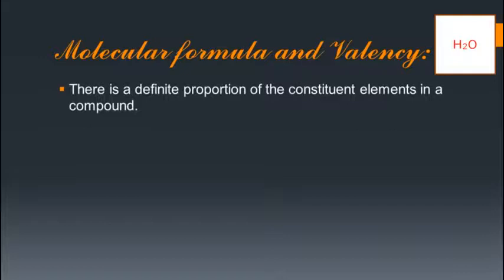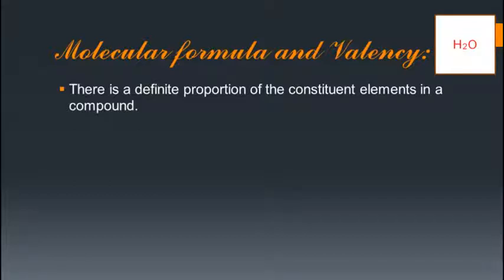So there is a definite proportion of the constituent elements in a compound. Now students, in a chemical compound there is a constant proportion of elements, that is, only a certain amount of one substance can form a bond with the other substance. For example, if we take a water molecule, it is formed by 2 hydrogen atoms and 1 oxygen atom.